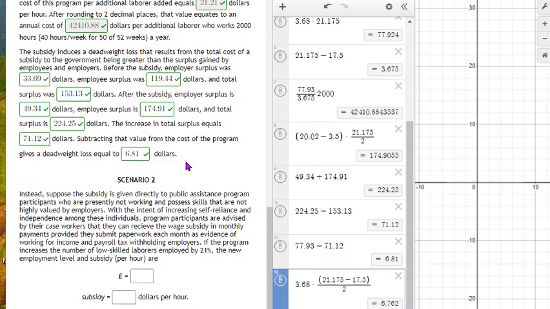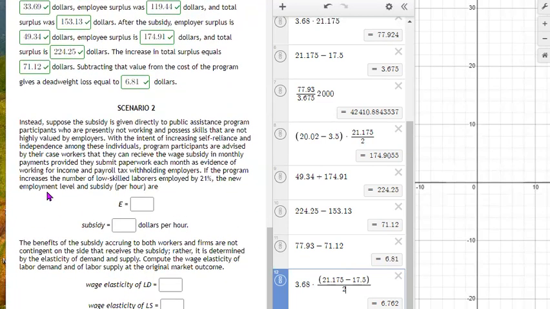Now, instead, suppose the subsidy is given directly to the public assistance program participants who are presently not working and possess skills that are not highly valued by employers. With the intent of increasing self-reliance and independence among these individuals, program participants are advised by their caseworkers that they can receive the wage subsidy in monthly payments provided they submit paperwork each month as evidence of working for income and payroll tax withholding employers.